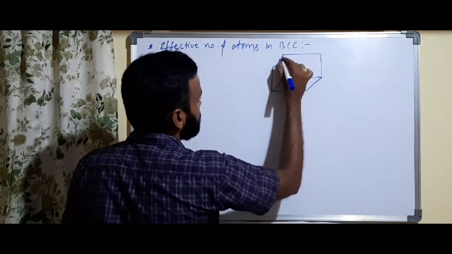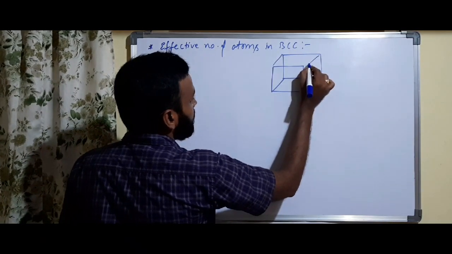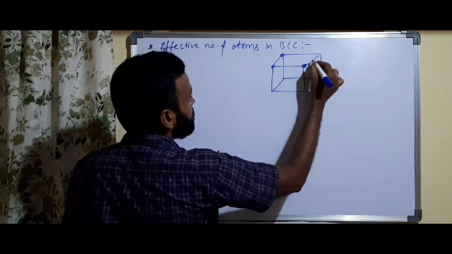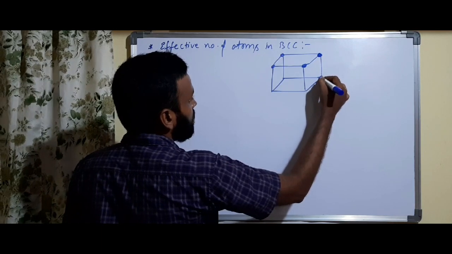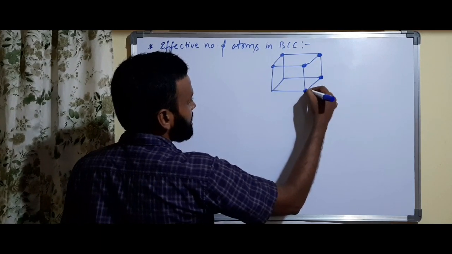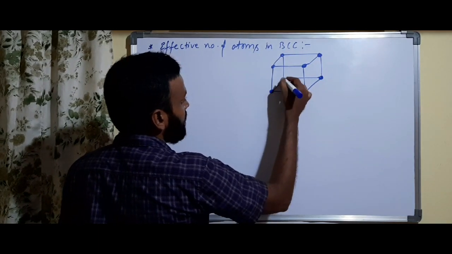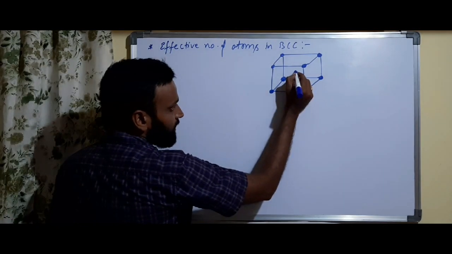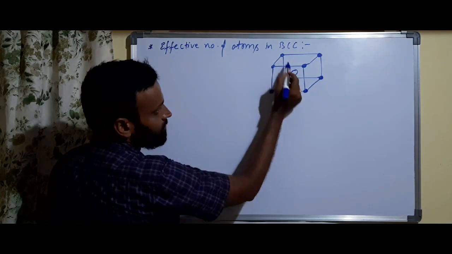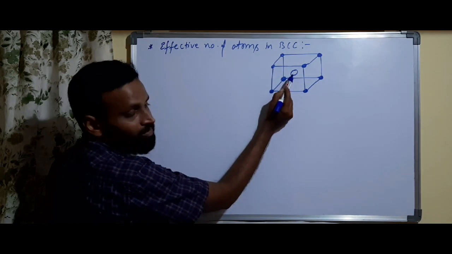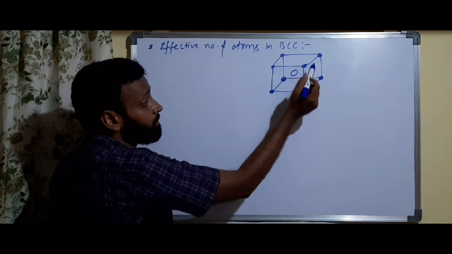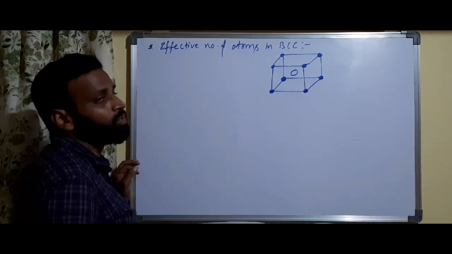So like this you are having. Here you have 1, 2, 3, 4, 5, 6, 7 and 8 corners, and one atom exactly at the middle like this. This atom is what we call the body center atom. This body center atom is at equal distance to every corner, as I told you.